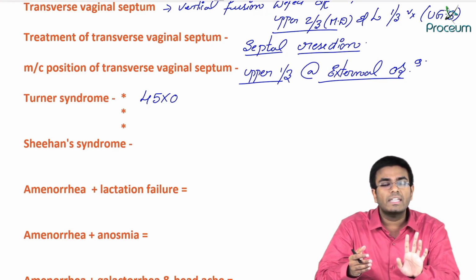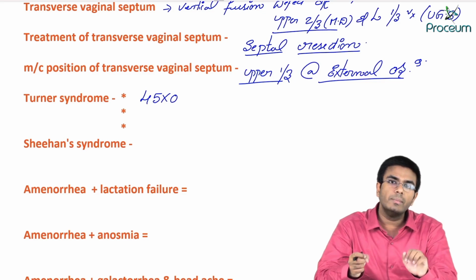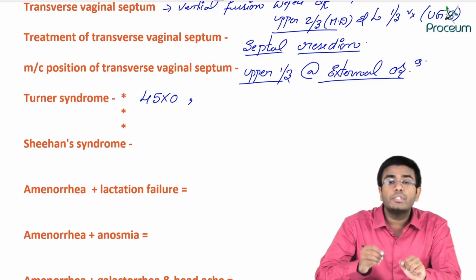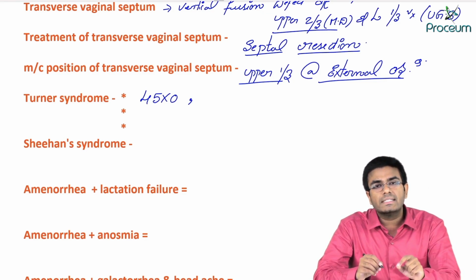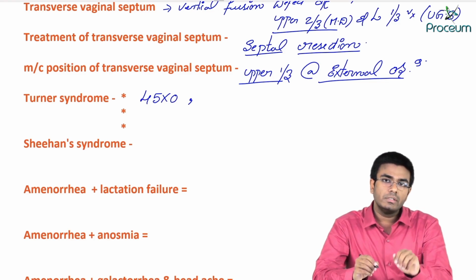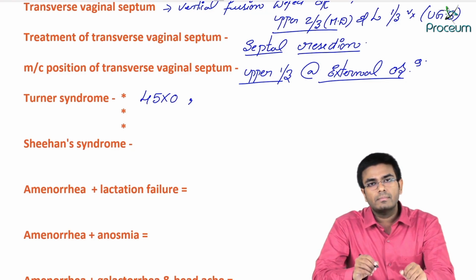So, 45X0 is Turner syndrome, a Turner female. Now, a very important MCQ, which is asked repeatedly, is that in a normal female, out of the 2 X chromosomes, because of a process known as lyonization, 1 X chromosome is randomly inactivated.